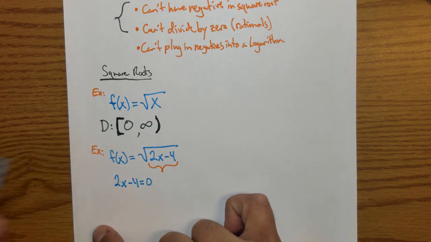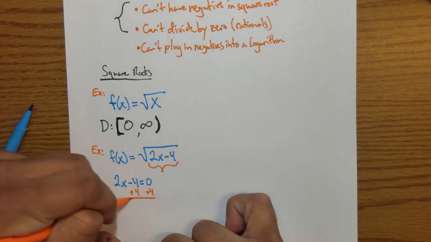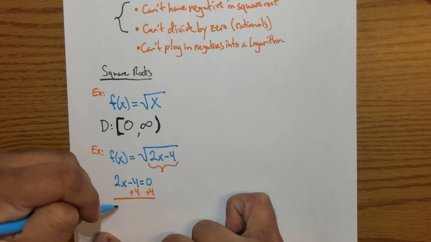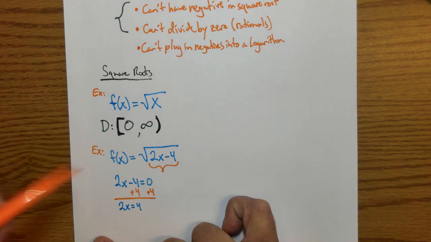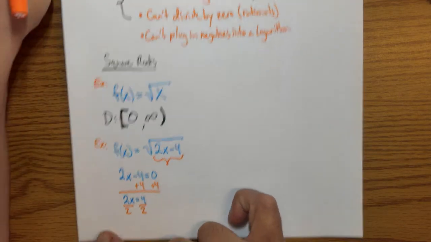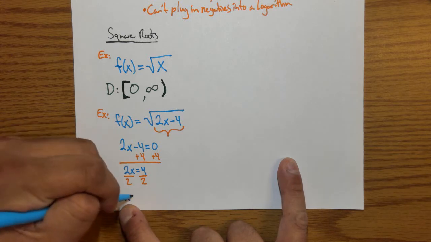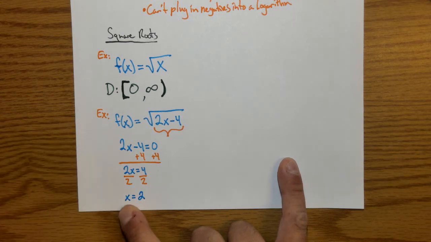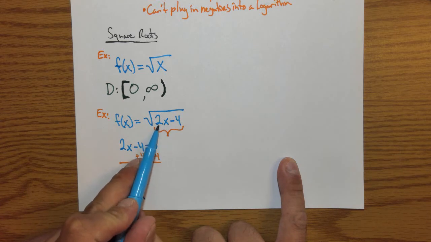2x minus 4 equals 0. And that'll tell me what x value I can plug in to where it gives me 0. So just some algebra here. We add the 4 to both sides. That'll give us 2x is equal to 4. And then divide both sides by 2. And that will give me x is equal to 4 divided by 2, which is 2. So notice if I plug in 2, 2 times 2 is 4. 4 minus 4, that gives me 0 here.